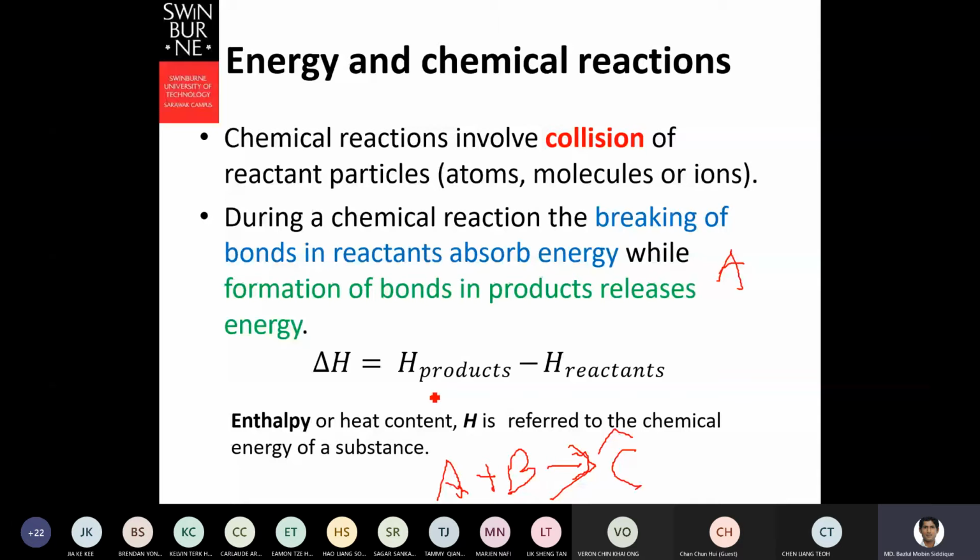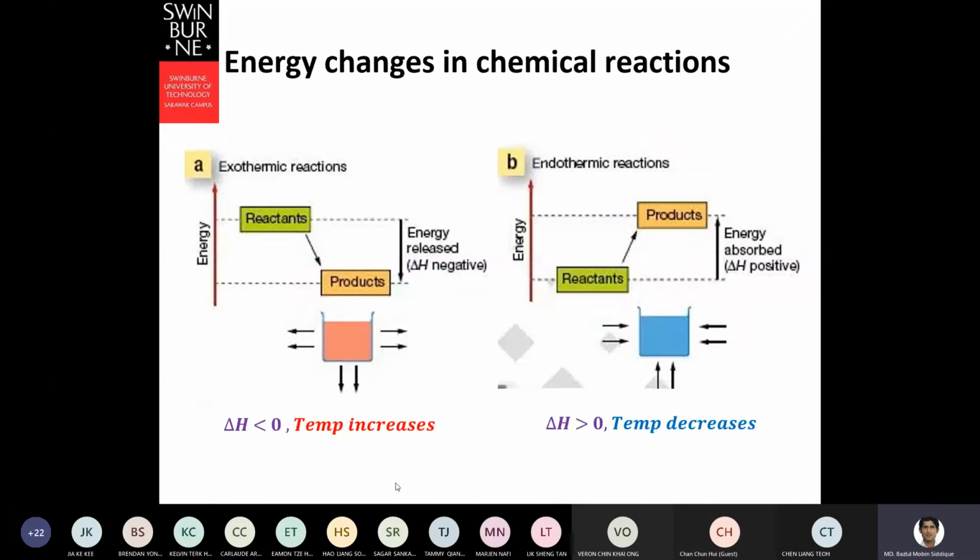So the heat of formation of the bonds that A and B have in C, and the heat of the bonds they originally had, the difference between them, is the del H. This is the enthalpy of the reaction that is occurring for a system.